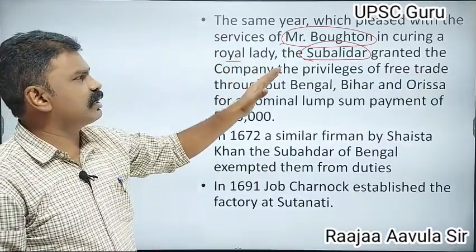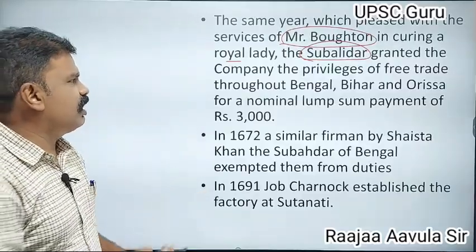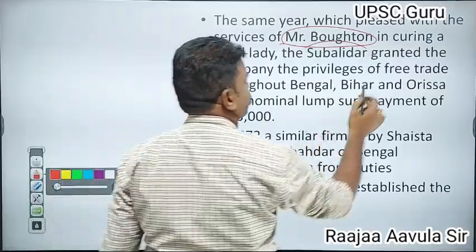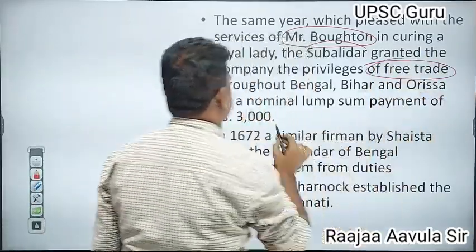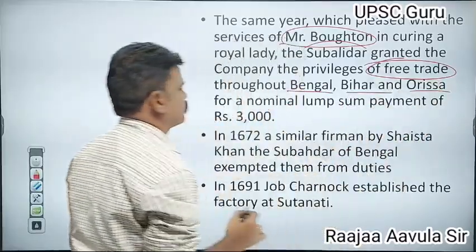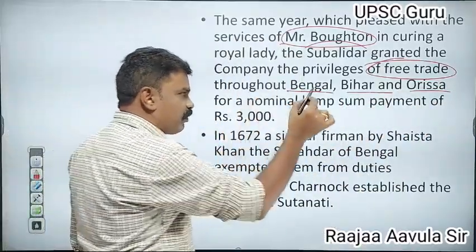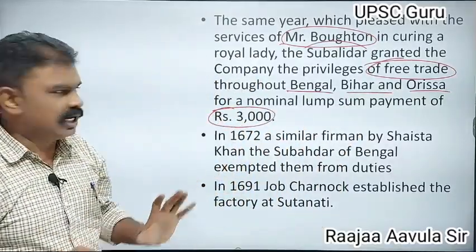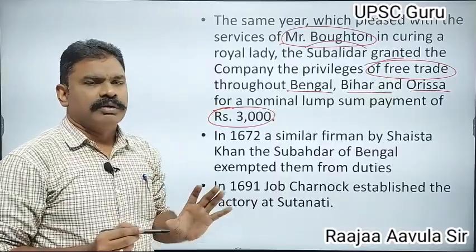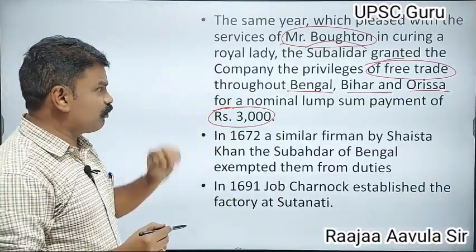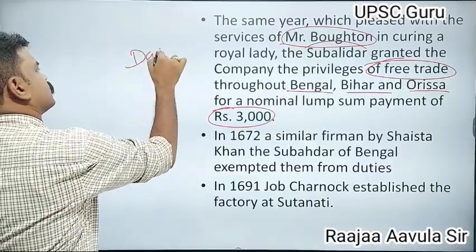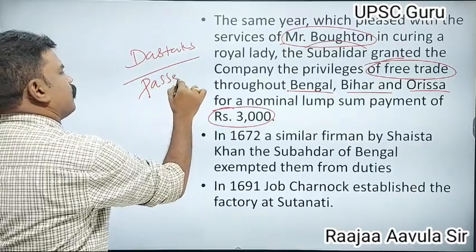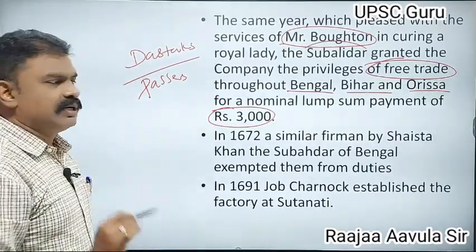At that time, the Subedar granted the Company privileges of free trade. This free trade was given for the Bengal, Bihar, Orissa areas, for which they could pay just a lump sum of 3,000 rupees per annum. That was the free trade. For this they also gave dastaks. Dastaks are the passes, giving passes for the trade.